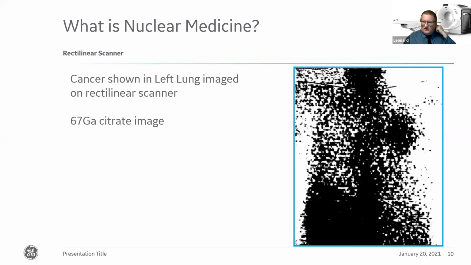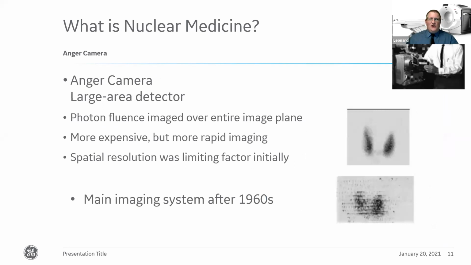So what Anger managed to do with his setup and his imaging was develop a large area detector. And what that meant was, moving forwards, once we overcame the problems with spatial resolution, which was a problem with some of his first designs, was to go through and produce images which were a lot quicker to image, looked a lot clearer, and then also were able to get the patient better prognosis and diagnosis from the images.